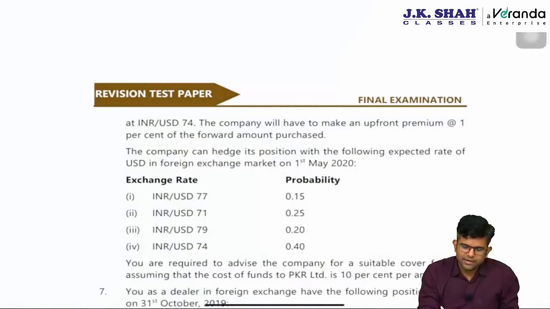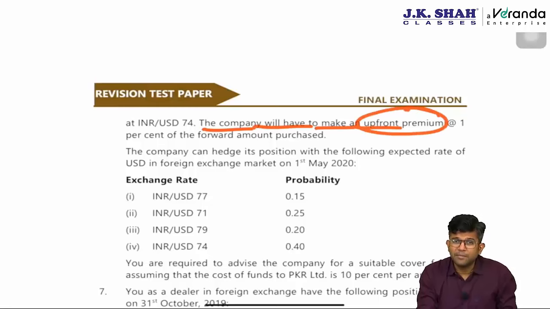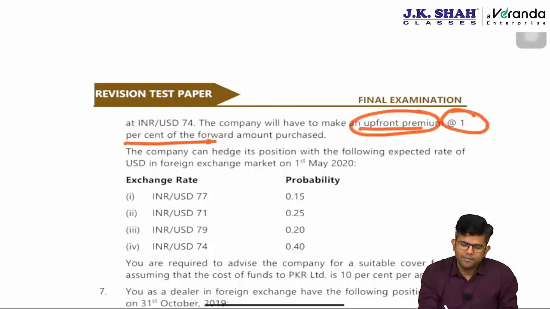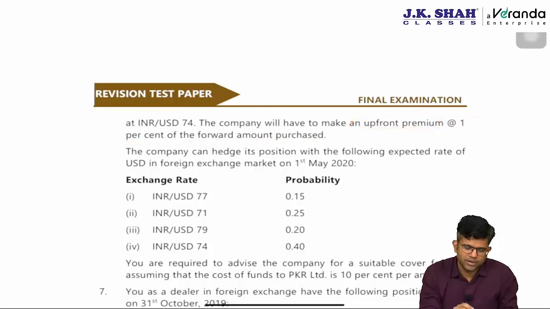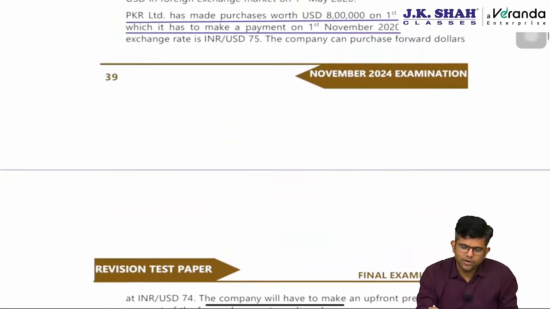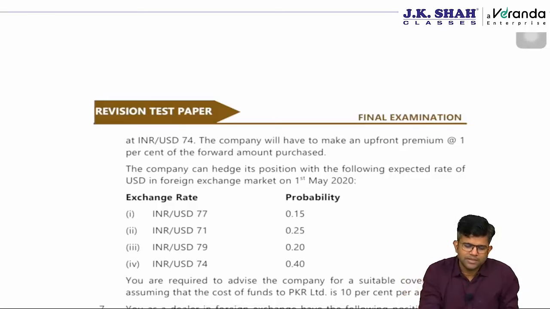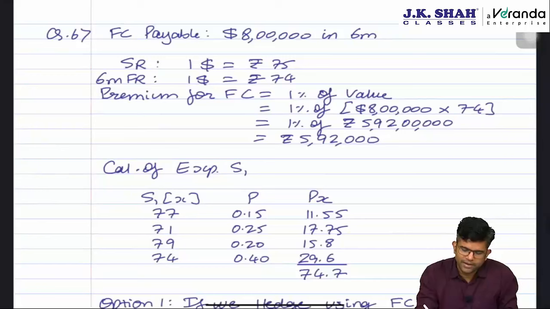Then they are saying if you want to go for the forward cover, you will have to pay a premium, like how you pay for options. Like that you have to pay a premium of 1% of the forward amount purchased. Now do you realize the forward amount purchased is $8 lakh multiplied by 74. On this particular amount in rupees, we will have to pay a 1% premium. And that is basically 5,92,000 rupees premium you have to pay to the bank.